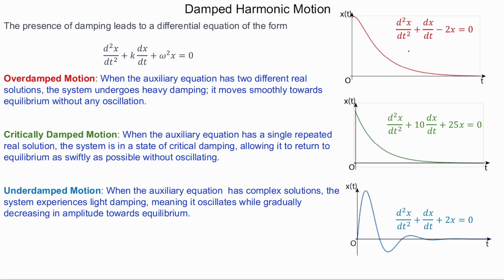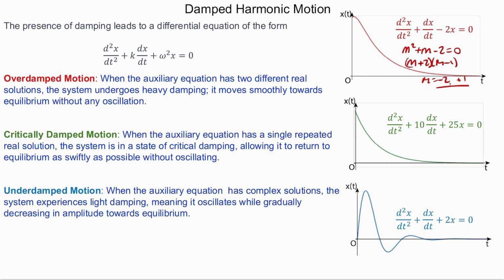You can see in this example, the auxiliary equation would be m squared plus m minus 2. So the distinct real roots would be m plus 2 and m minus 1. So the roots would be -2 and +1.